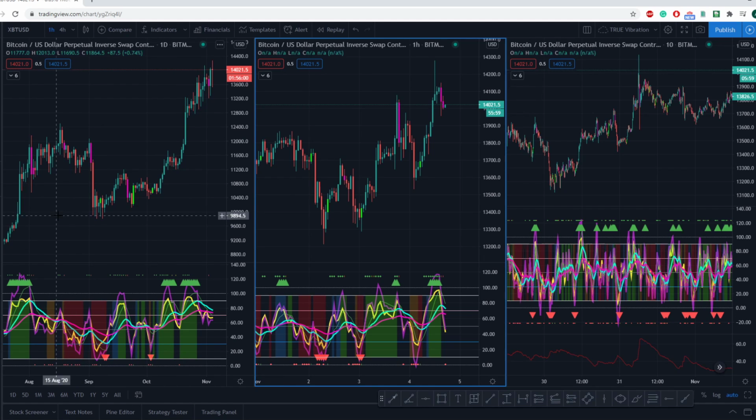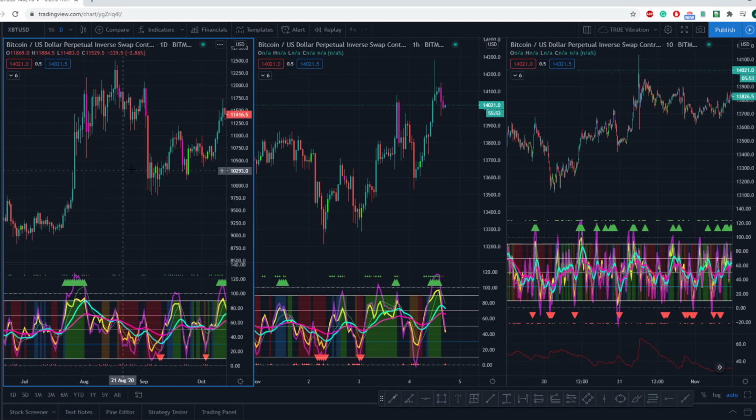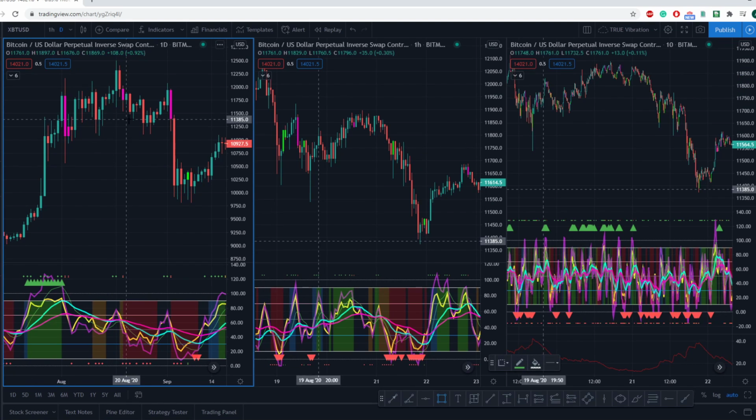What did we do last? Let's do another short. I think last time on the Bitcoin we did a long. So let's just see right there. I'm red. I'm just doing my setup first on the daily. Right there.